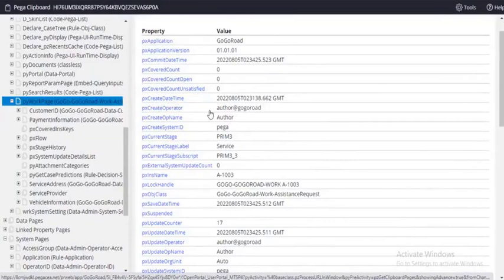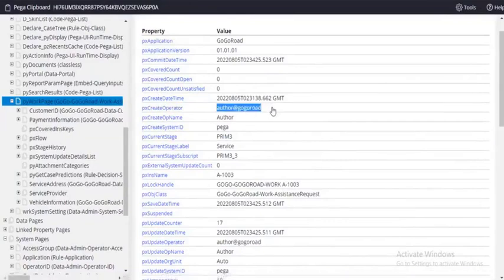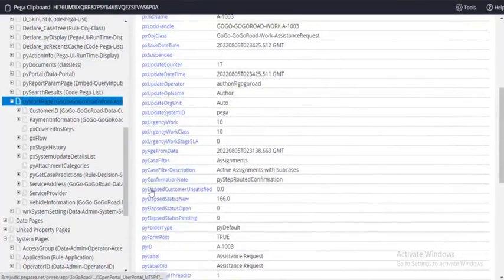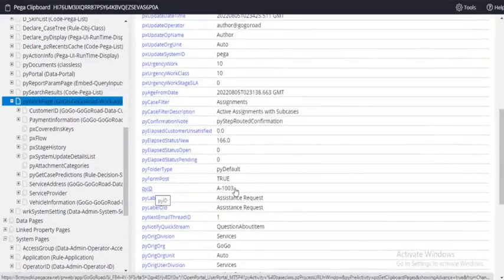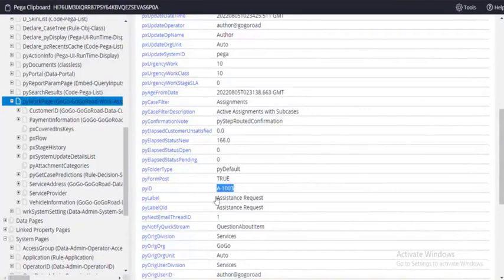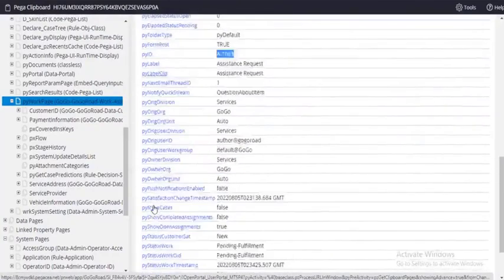PX create operator: who has created this case? I have created it, and you cannot change this; you cannot manipulate the data in these properties. You see you have some PY properties: PY ID, our case ID, PY label. These PY properties you can change; you can read and write. And you have PZ properties.